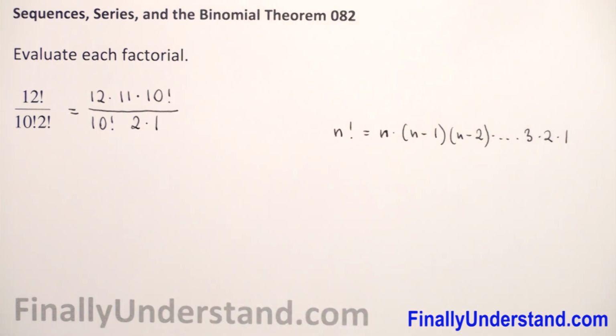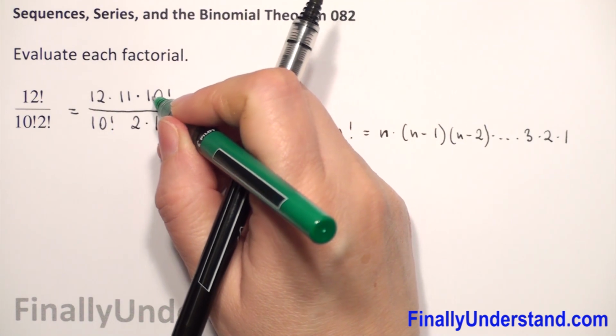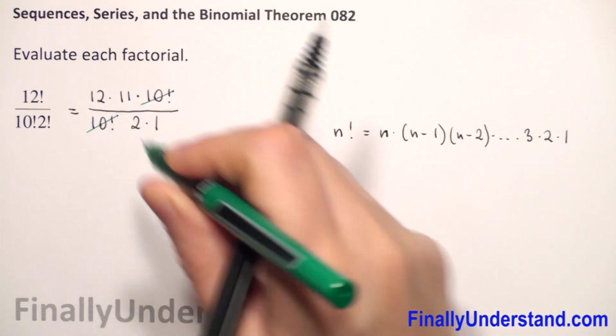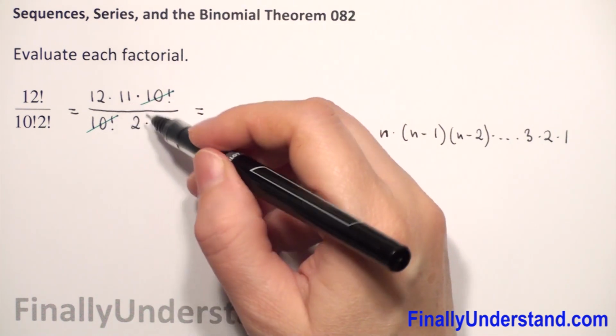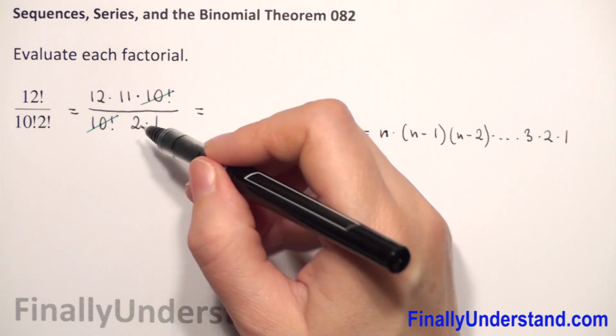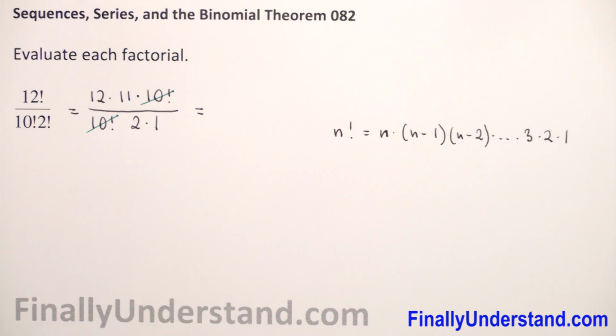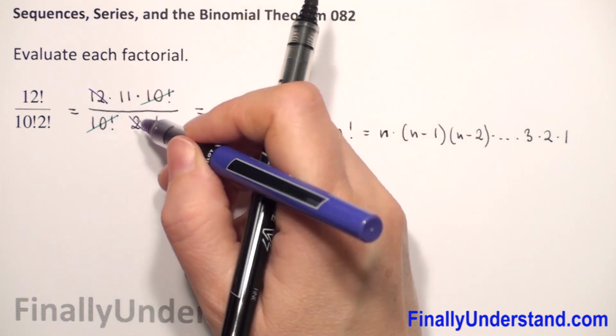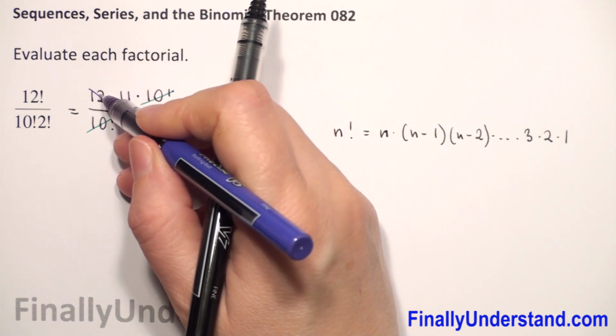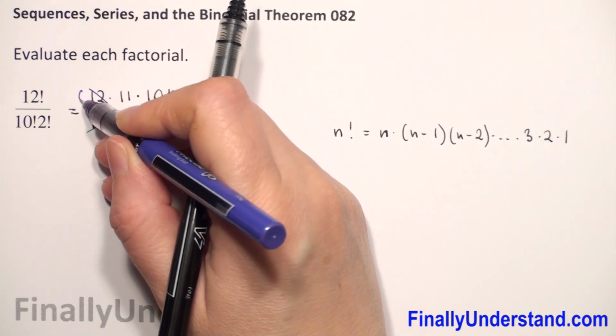And now, because we have multiplication, I can reduce 10 factorial with 10 factorial. So we have 12 times 11 over 2 times 1, because we have again multiplication. So we can reduce 2, for example, with 12. 2 divided by 2 is 1, and 12 divided by 2 is 6.